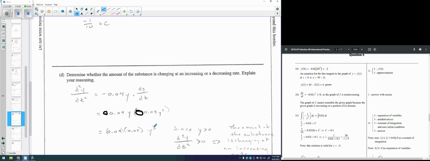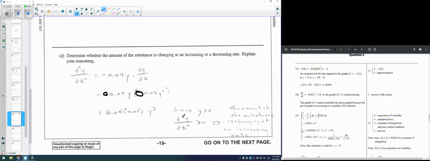Now, the question is, is this positive or is this negative? Well, my y values are all greater than 0, which means that this will be greater than 0, which means the second derivative will be greater than 0. So the amount of substance is increasing. The rate at which it's changing is increasing at an increasing rate.